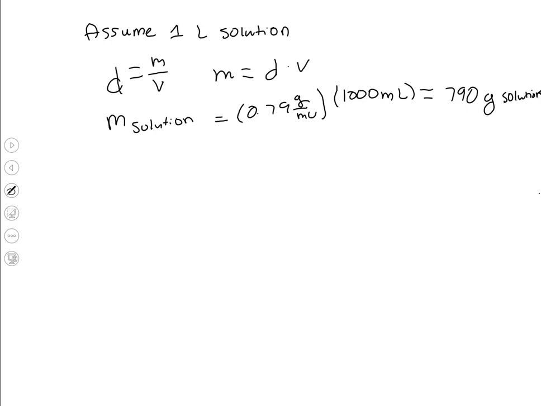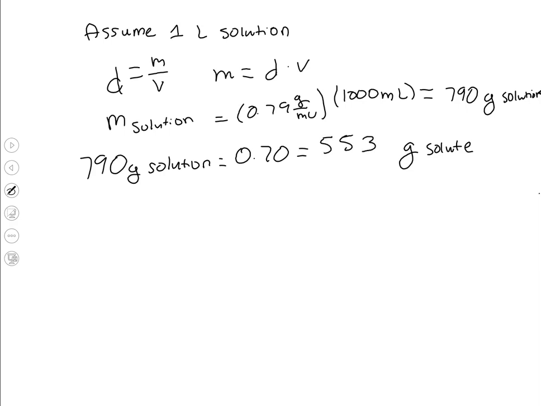So we're going to take this 790 grams of solution and multiply it by what? 0.7. Good. 0.7, and that will give us grams of what? The isopropyl alcohol, which is our solute. So what number does that give us? Good. 553. 553 grams of solute. So we now have our grams of isopropyl alcohol.